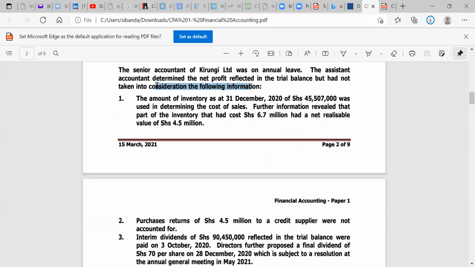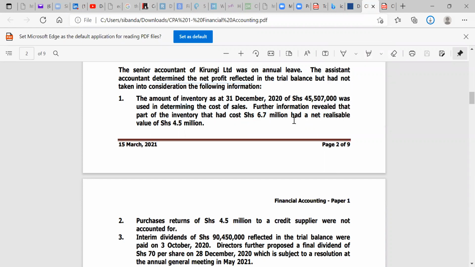So they are telling us that the amount of inventory at 31st December 2020 of shillings 45,507,000 was used in determining the cost of sales. Further information revealed that part of the inventory that had cost 6.7 million had a net realizable value of 4.5.